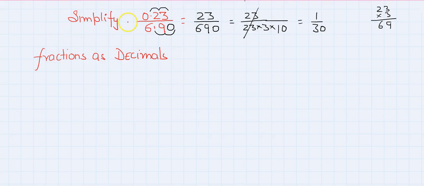Now, we have seen that we can write fractions using decimal numbers. But we can also convert fractions into decimals. For example, let's take an easy example, let's say 5 over 10. In decimal it is 0.5.